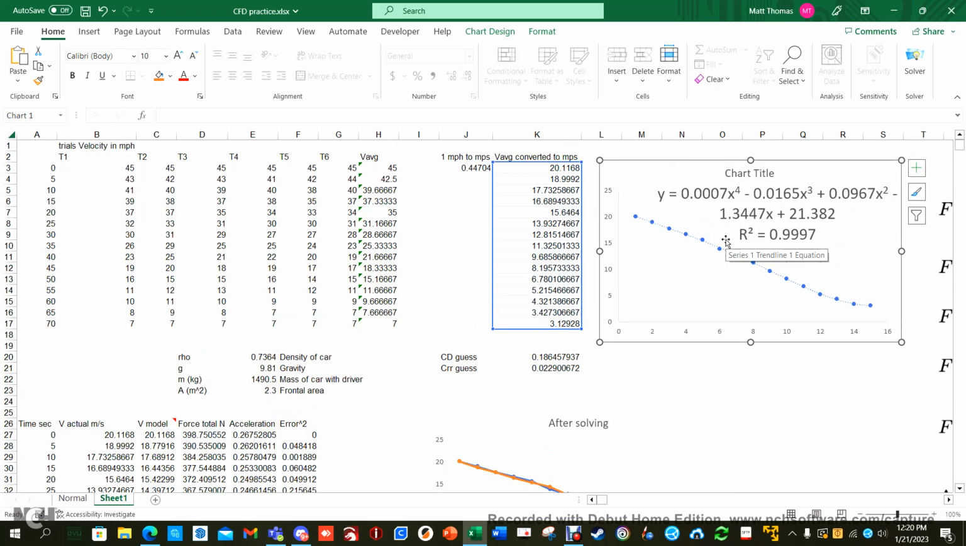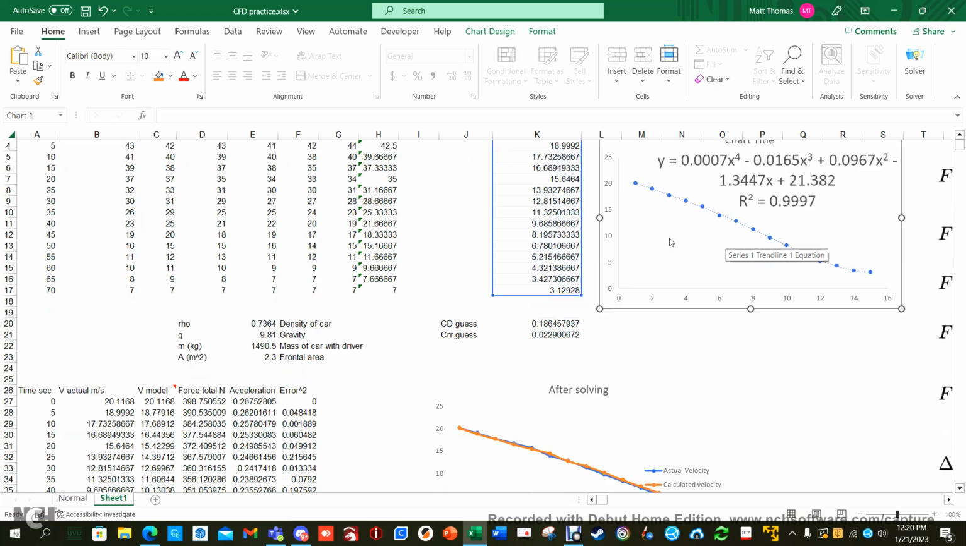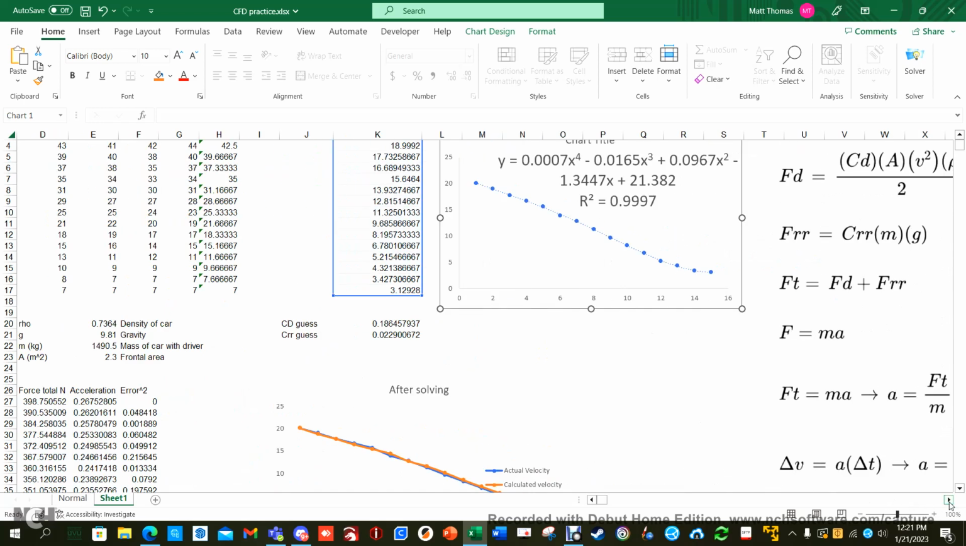So we need a coefficient of drag, but in order to get that, we need a drag force. We don't have a drag force, so we're trying to find drag force. In order to find drag force, you need the coefficient of drag. Do you see how it's back and forth, back and forth, back and forth? So we have to look at our equation and say, okay, what do we have?